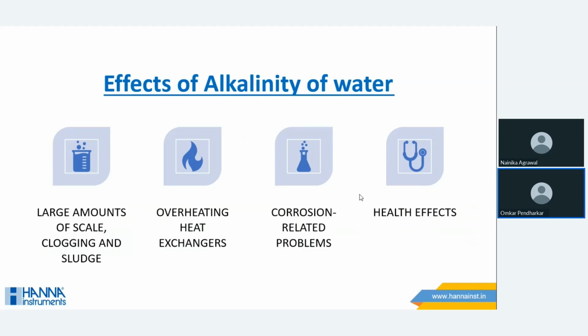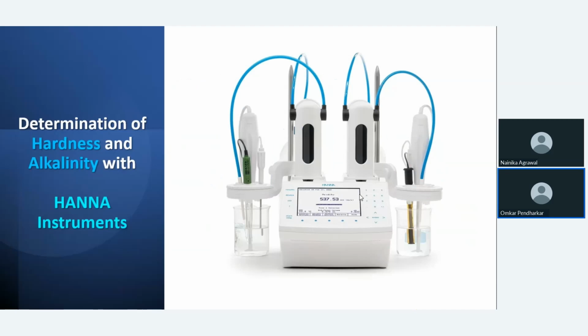So now we have seen the concept of alkaline water, the reasons for the alkaline water, and the effects in the industrial as well as home applications. So now we will come to the determination part of these key parameters. We have seen the concept for hardness as well as the alkalinity. Now we will see the procedures for the determination of hardness and alkalinity by using titration.